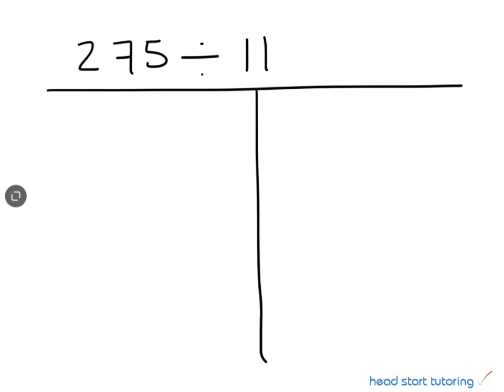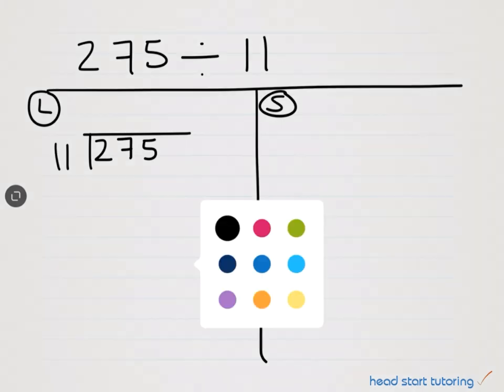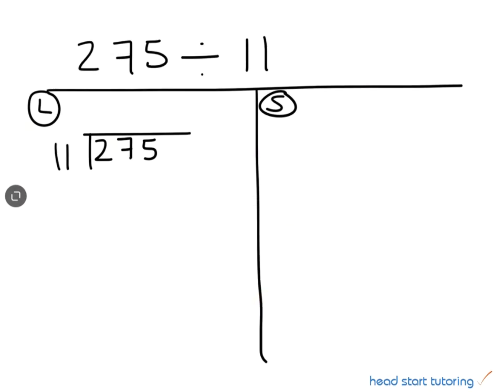Let's now have a look at 275 divided by 11. So we're doing our long division here and our short division there. So 11 fits into 2 0 times. 0 times 11 is 0. And we do a subtraction. 2 minus 0 is 2. And we bring down our 7.